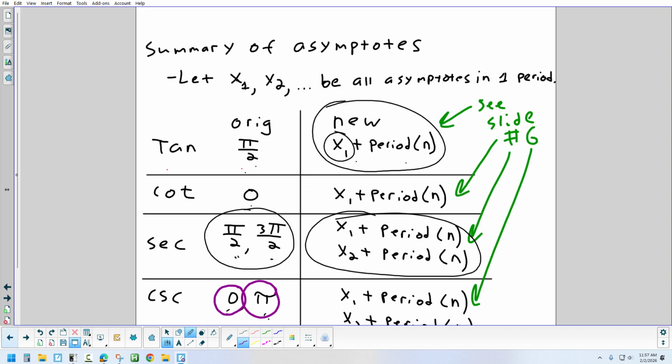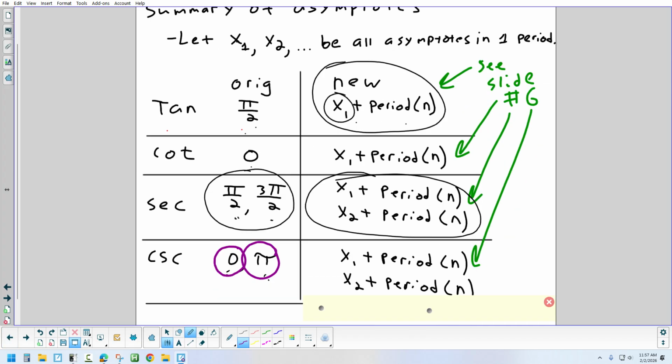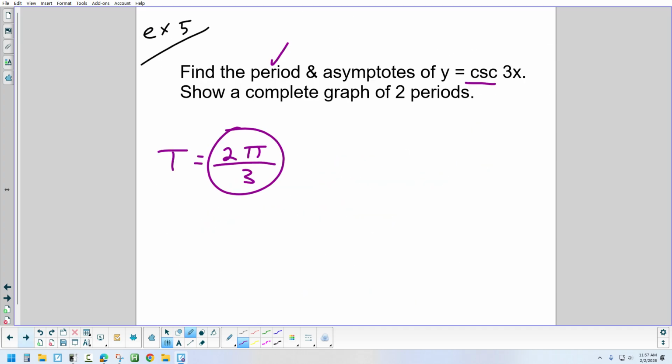0 and pi. Now, follow what it says on slide 6. Set each of them equal to the argument and solve. What's the argument here? Just x. 3x. Oh, 3x. Right. Whatever is basically after the trig function right there, that's the argument. 3x. And you said the first one was 0, and the next one was what? Pi.